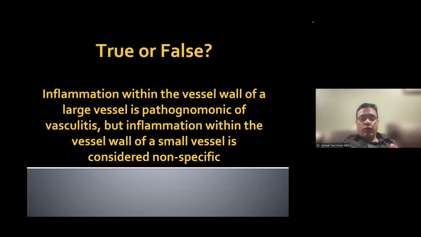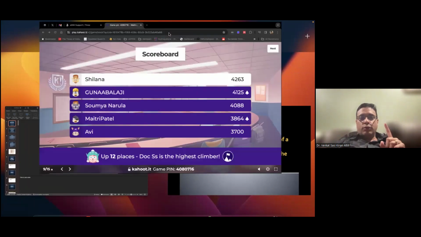Inflammation within the vessel wall of a large vessel is pathognomonic of vasculitis of a large vessel, but inflammation within the vessel wall of a small vessel is considered non-specific. Is this true or is this false? The entire sentence has two parts, and either of them being false will make the question false. Think about this. Once we go to Kahoot, there will only be 10 seconds. So let's go.